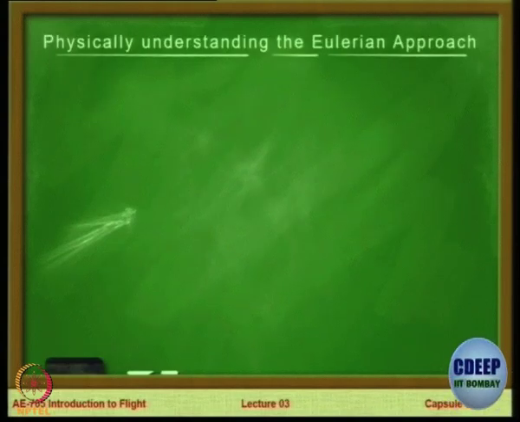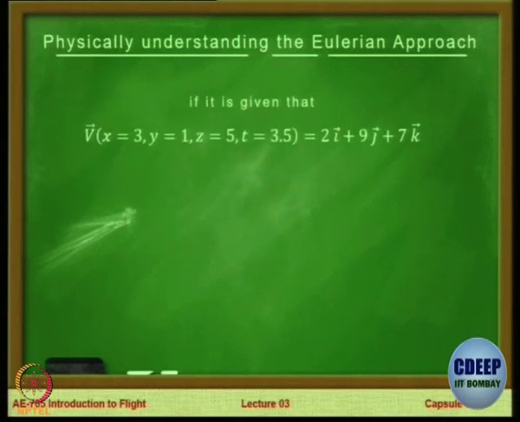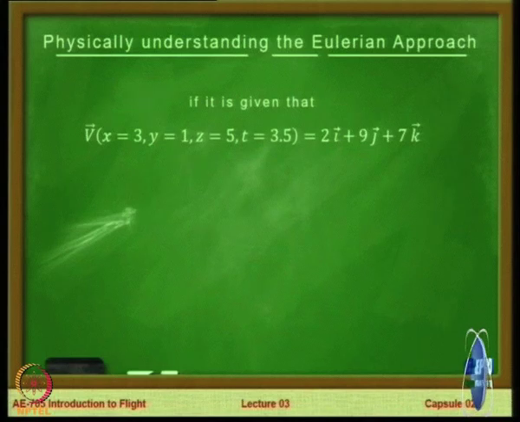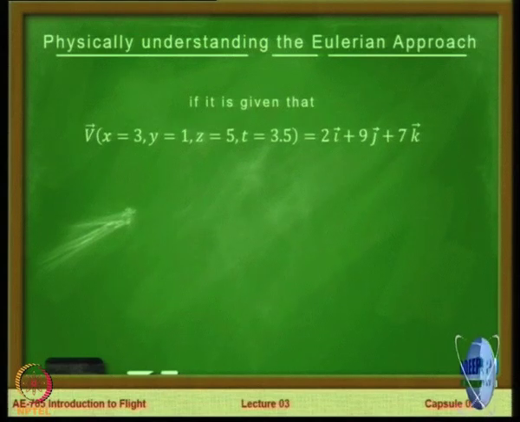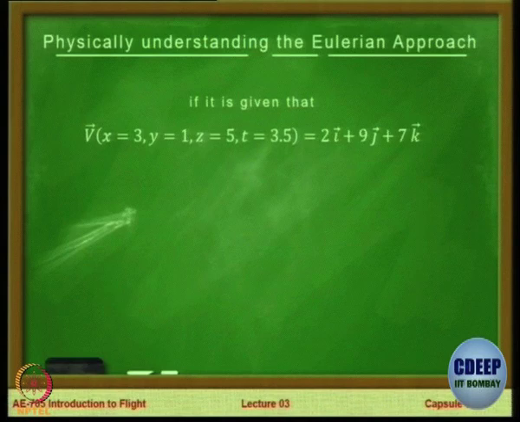Okay. So, since we don't have a blackboard, I thought we will use the blackboard as an example. Let's understand the Eulerian approach physically. So, let's assume that for a particular scenario, you define the velocity at the point 3, 1, 5 in space at time t equal to 3.5 units, it could be hours, seconds, milliseconds or nanoseconds. Let's define this velocity as 2i plus 9j plus 7k. So, it is a vectorial representation in terms of i, j, k.